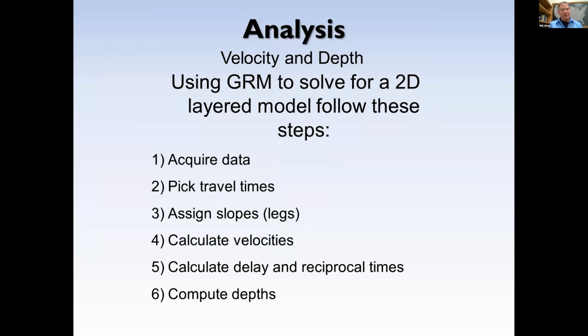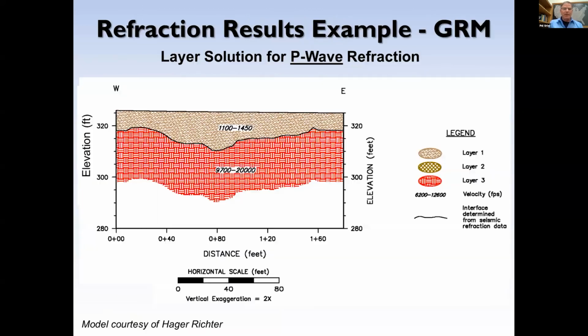From those calculated velocities, with the delay and reciprocal times, we can compute depth. And we can compute the depth beneath each geophone with the software code that's out there called Generalized Reciprocal Method, GRM for short. And this is an example just shared with me a day or so ago by Jeff Reed from Hager-Richter, because I thought it was a very good example.